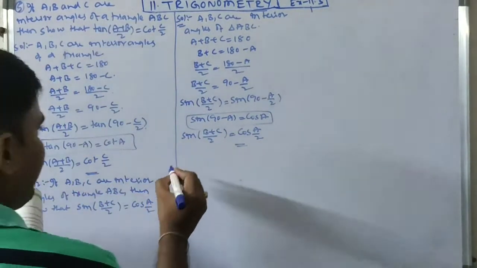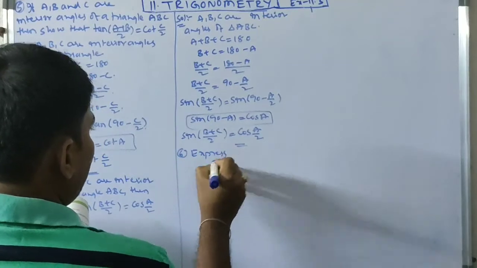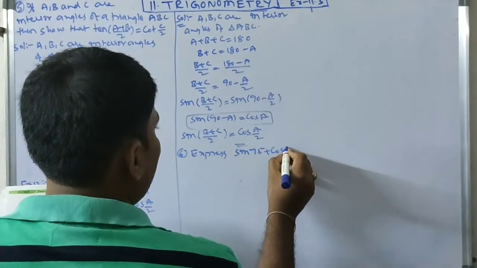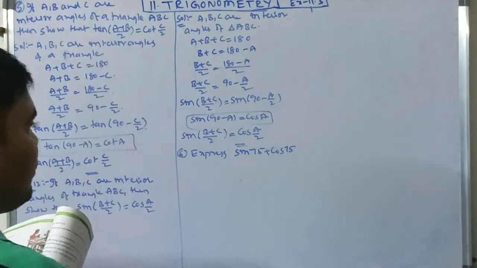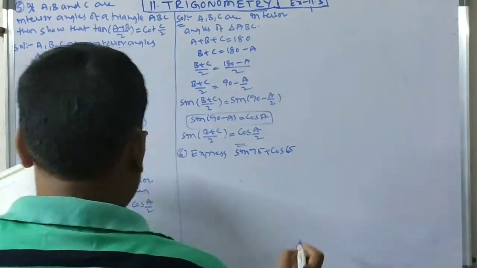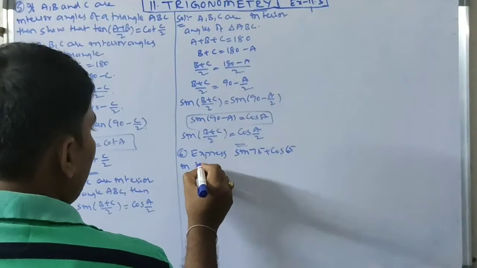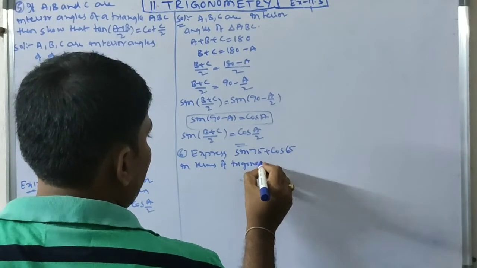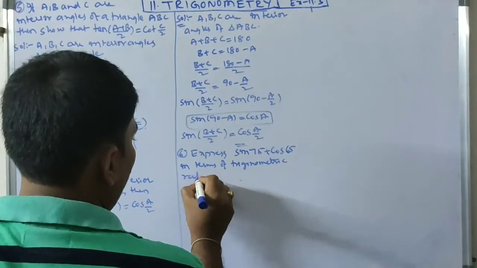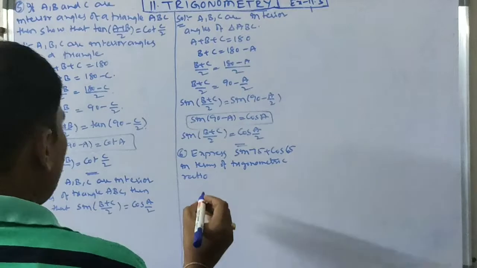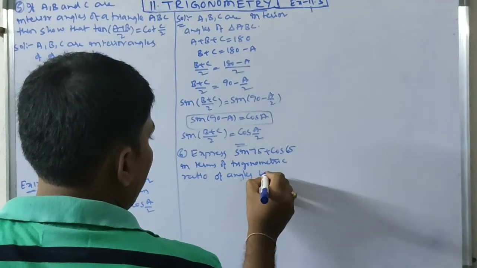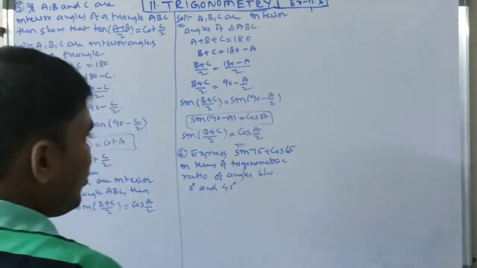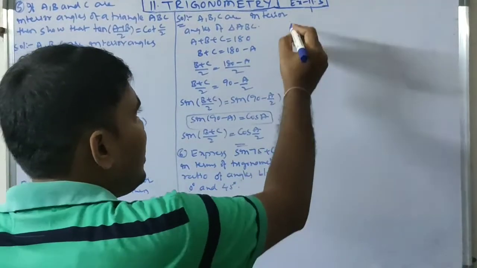Exercise, the sixth question. Express sin 75 plus cos 65 in terms of trigonometric ratios of angles between 0 degrees and 45 degrees. So we need to express this trigonometric ratio.